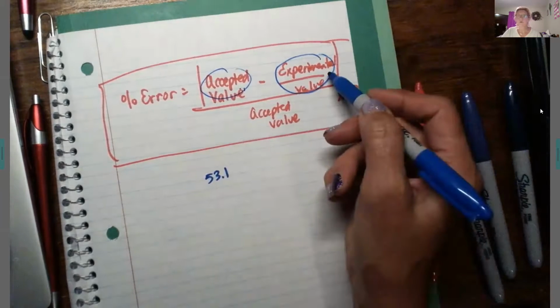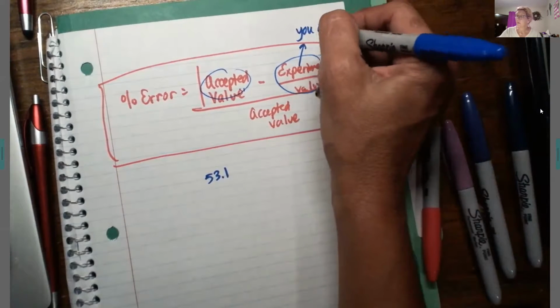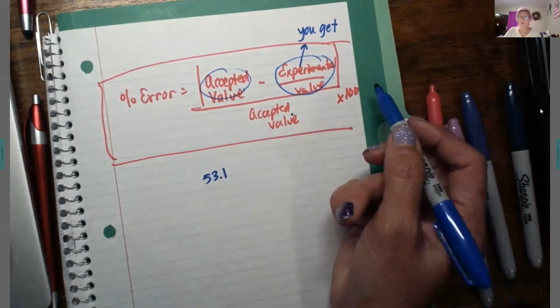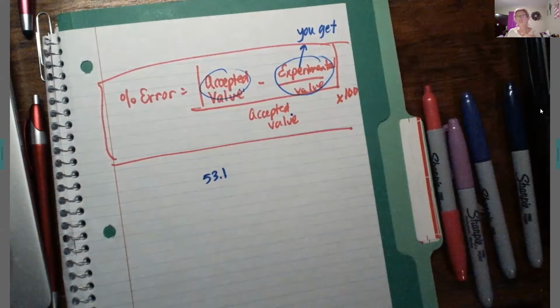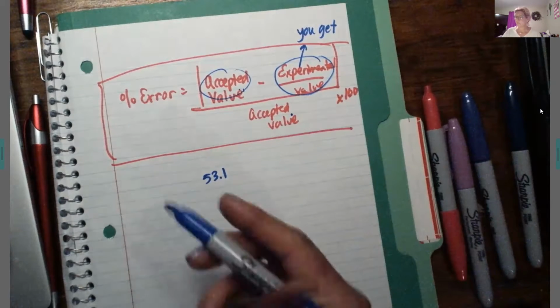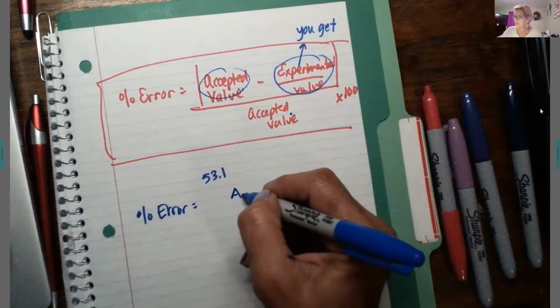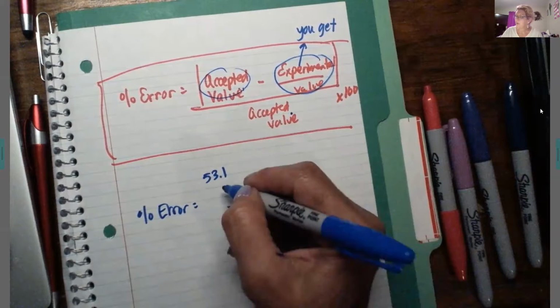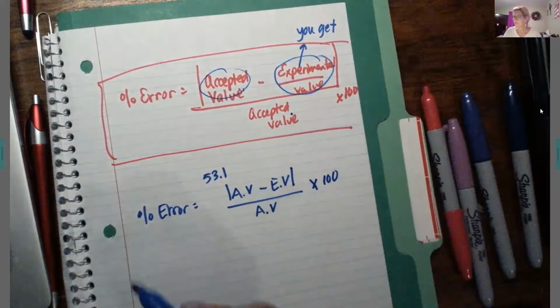I'm going to rewrite this equation for you. The experimental value is what you get in your lab. You divide that by the accepted value and multiply it by 100, and that tells you how far off you are percentage-wise from that accepted value. So I'm just going to abbreviate this. The accepted value minus the experimental value over the accepted value, take the absolute value of that, multiply by 100. That looks better.